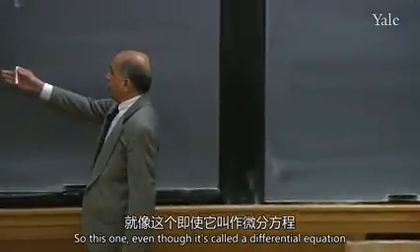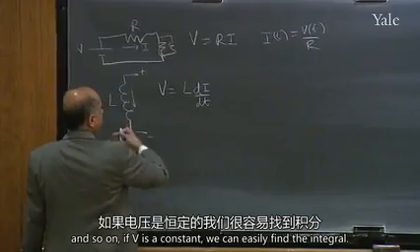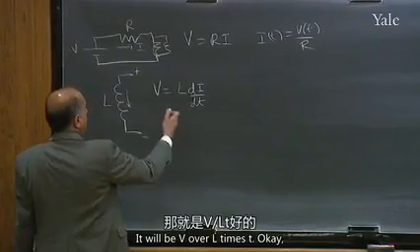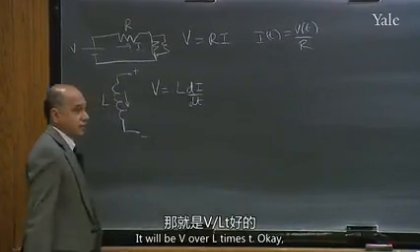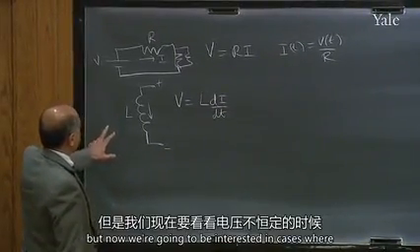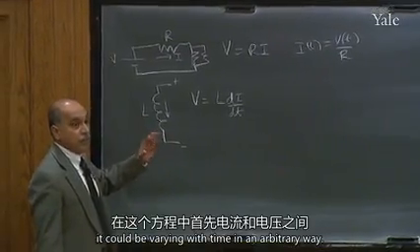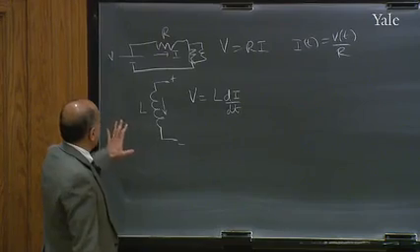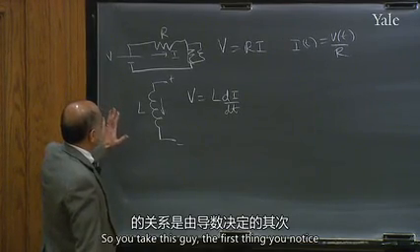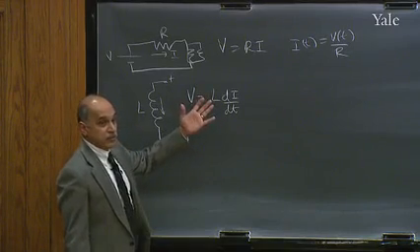So this one, even though it's called a differential equation and so on, if V is a constant, we can easily find the integral. It will be V over L times t. But now we're going to be interested in cases where V is not simply a constant. It could be varying with time in an arbitrary way. So you take this. The first thing you notice is that the relation between current and voltage is given by derivatives.